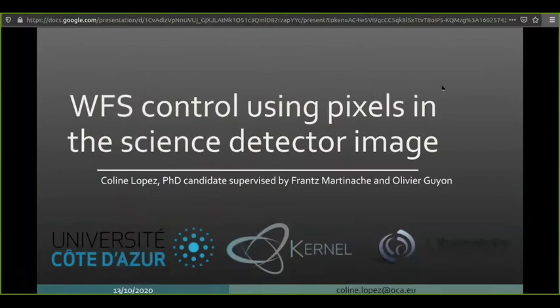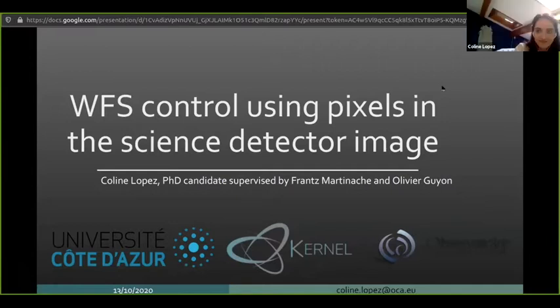Thank you. So yes, hi everyone, I'm going to talk to you about wavefront sensing control using a pixel in the science detector image. So today each telescope is equipped with, or will be designed with, adaptive optics. It aims at correcting a wavefront that is distorted from a point source like a star due to atmospheric perturbation. But as you can see, the light that goes into the camera is not sensed by the AO system. And so there is still some residual that goes into the camera that we call the non-common path aberration.